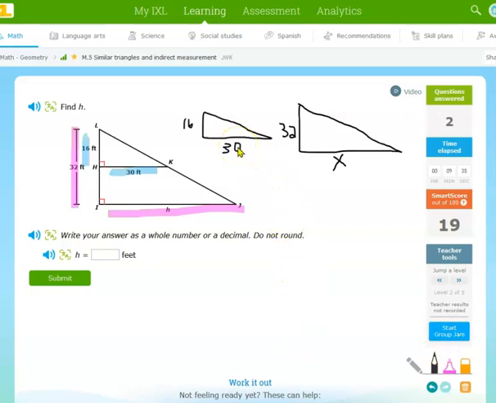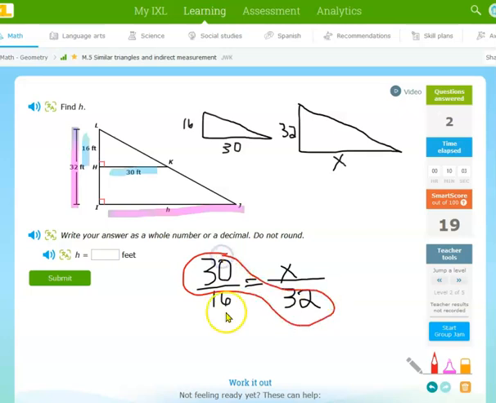I think I was doing base over height for all of these. I'll just keep going with that. I'll do base over height. We'll see if I'm right. We'll see if the answer is 60. Base over height equals base over height. Multiply the numbers that are across from each other. So 32 times 30, and then divide by the other number, which is 16.